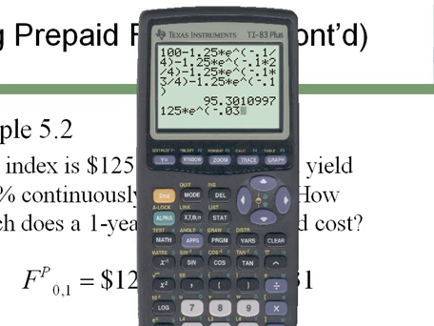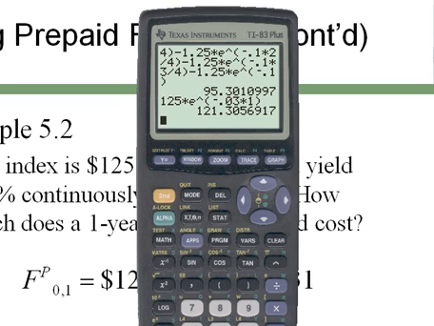And then, of course, we have to multiply that according to the formula by the number of years in the term of the prepaid forward contract, which is, of course, in this case just 1, but I just want you to see that it's there. You do have to multiply minus delta times t in the exponent. In this case, t is just 1 because the prepaid forward contract has 1 year to expiration. And we hit enter, and of course we get $121.31 would be the prepaid forward contract value for this stock index.